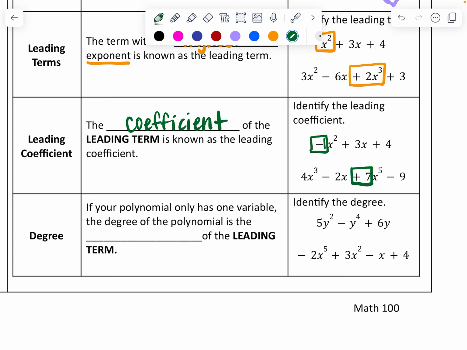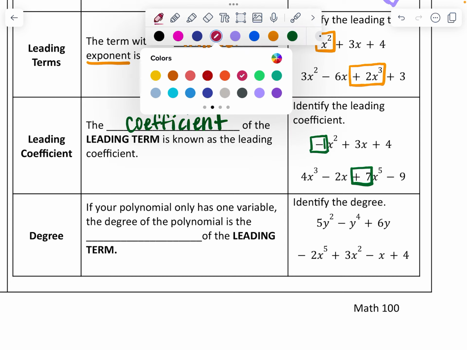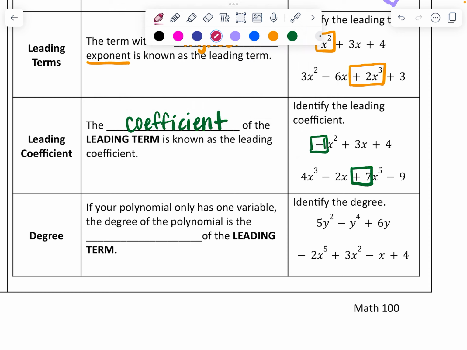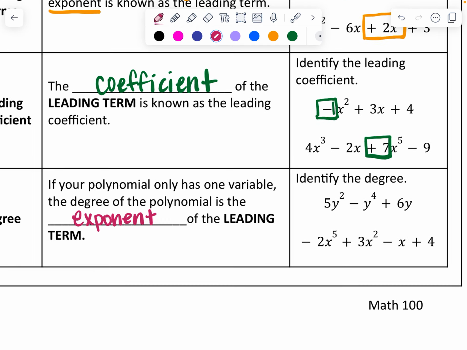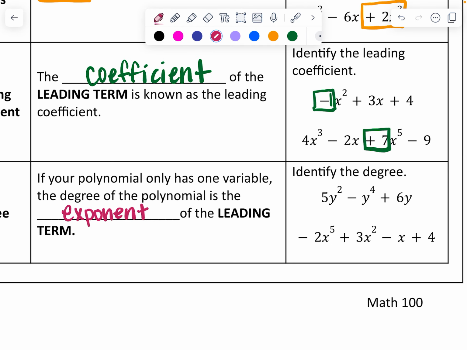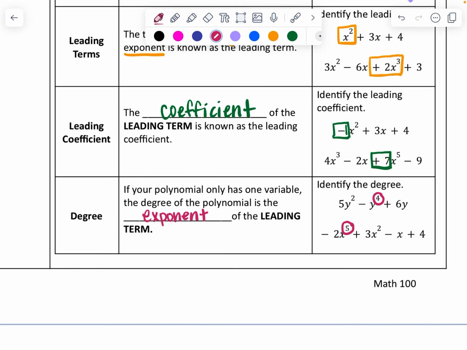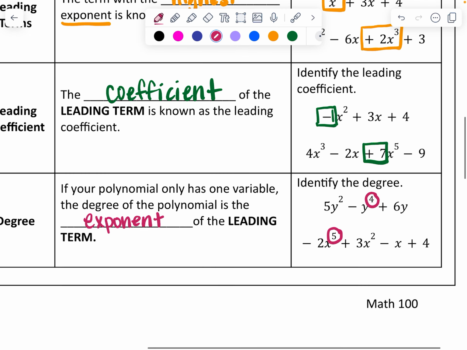Okay, degree. If your polynomial only has one variable, the degree of the polynomial is the exponent of the leading term. So again, you're finding the highest exponent, and that is the degree. This first one is the 4th degree. That's the highest exponent. And the next one, 5th degree. Now we are going to name these later in our notes, but identifying the degree is just finding the highest exponent.